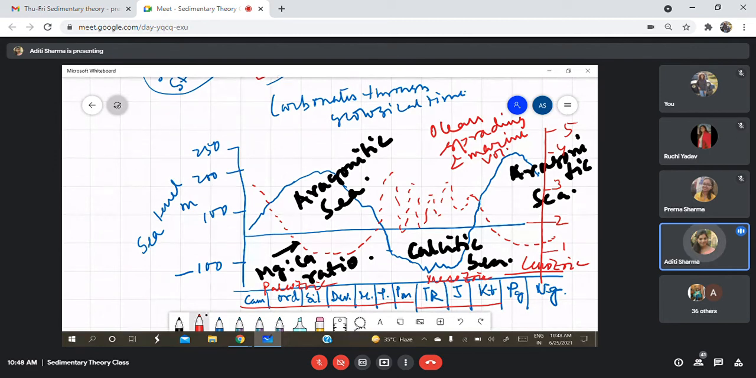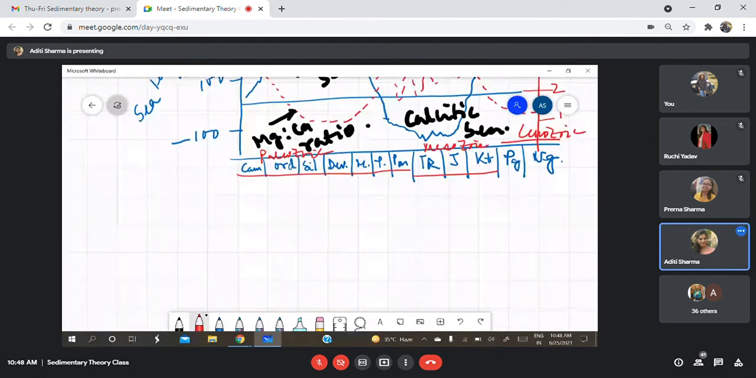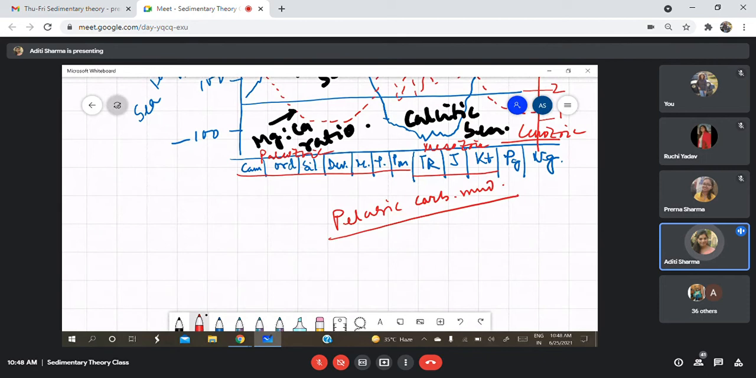Now, there is another thing which needs to be discussed. That is the presence of pelagic carbonate mud. We know that carbonates are stable only up to the CCD. Below that, I can have carbonate if it is supplied by means of mass flow, or if it is from the tests of planktic organisms, which after death get settled.